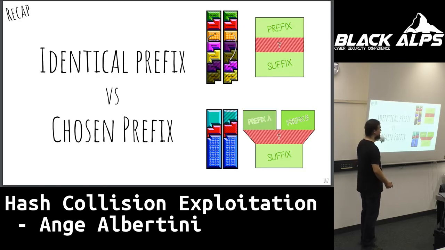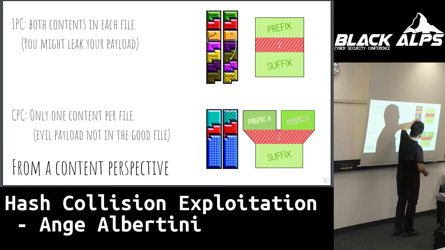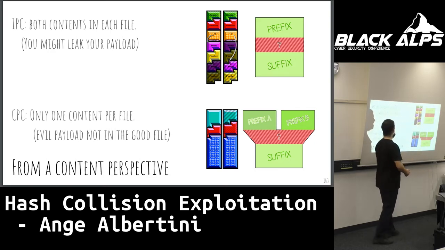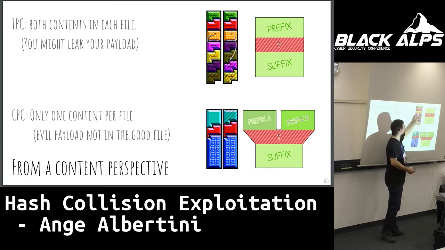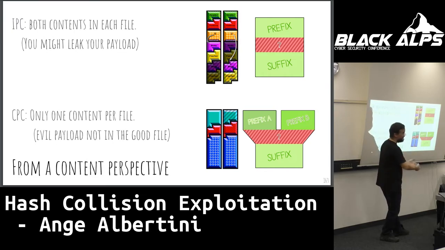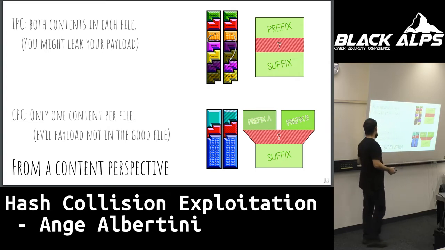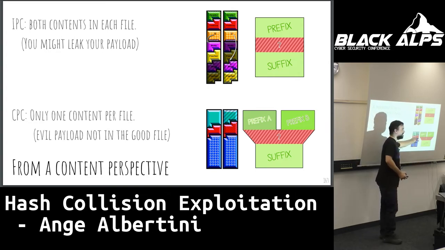So now, let's just see the impact of both IPC and CPC. In IPC, you have the two contents that are always present in both files. So when you do that, evil and good, the file has a weird structure. If someone looks inside the file, it's really odd. But if no one does, you still manage your exploitation. Like if it's JPEG, Mimikatz will still run, right? And here, you don't leak either, but of course it's slower.